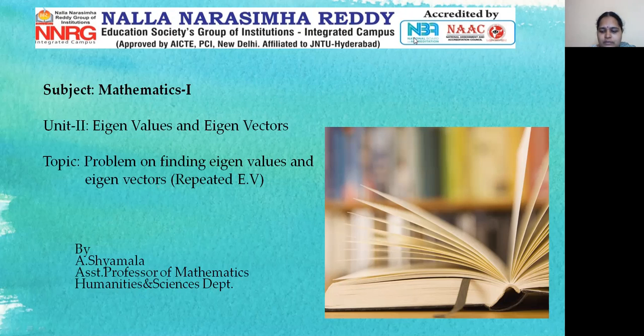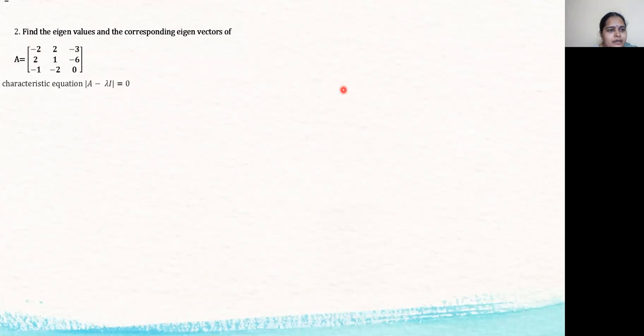In this video, I'm going to discuss the problem of finding eigenvalues and eigenvectors in the case of repeated eigenvalues. So the problem is: find the eigenvalues and the corresponding eigenvectors of the matrix A. To find the eigenvalues, first we should consider the characteristic equation, determinant of A minus lambda I equal to 0.